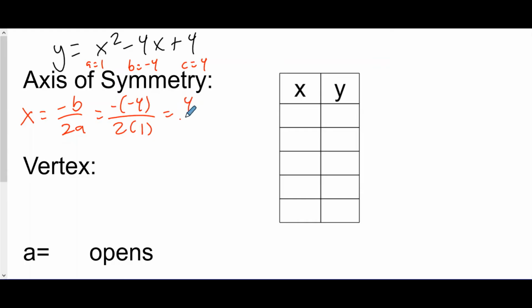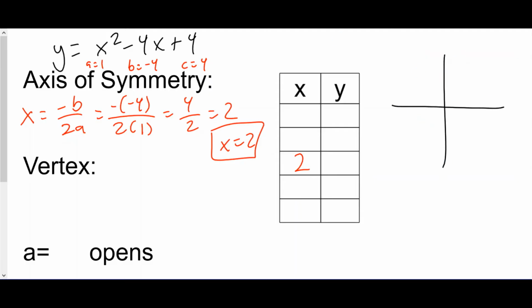Negative 4 is just 4. 2 times 1 is 2. So x equals 2 is my axis of symmetry. I'm going to take that value of 2 and put that in the middle of my table because that value 2 is the vertex. What that means is at 2, that's my axis of symmetry.